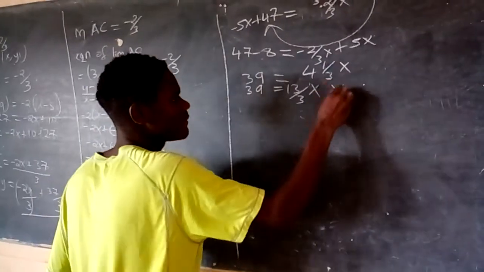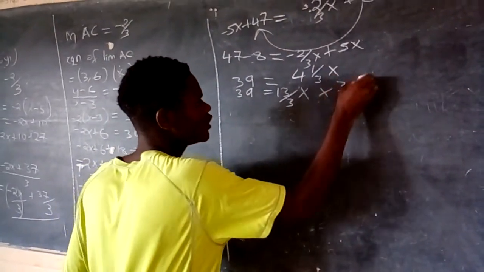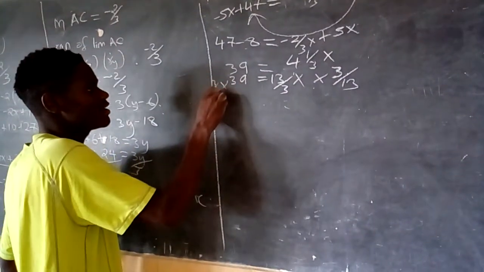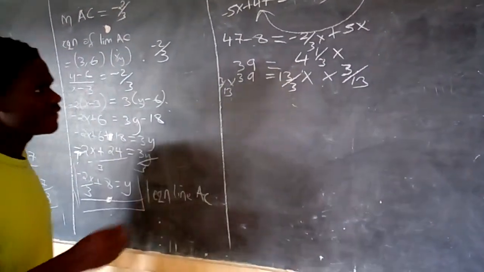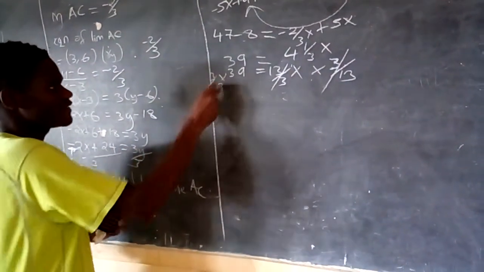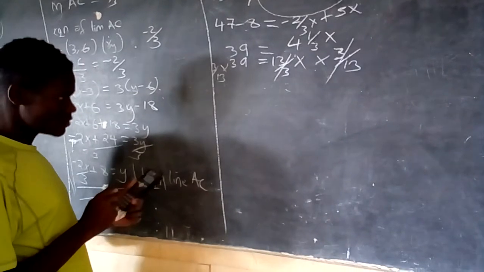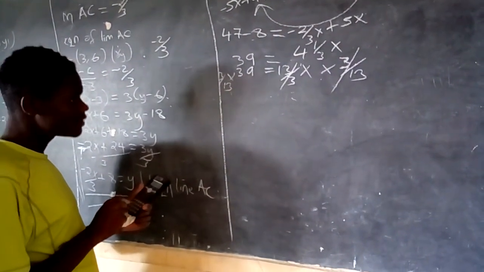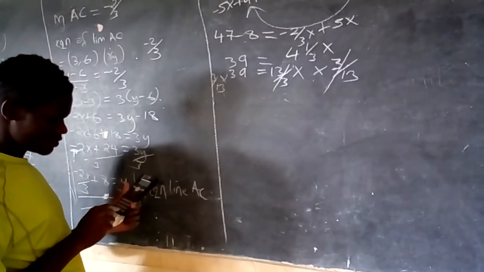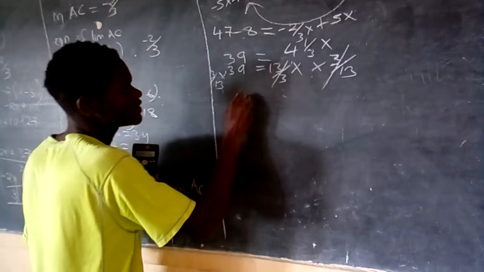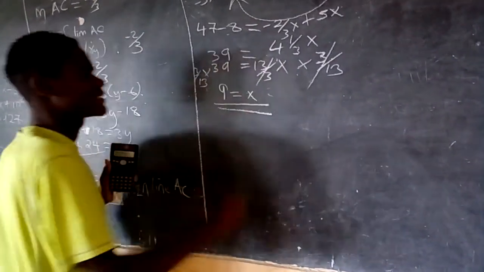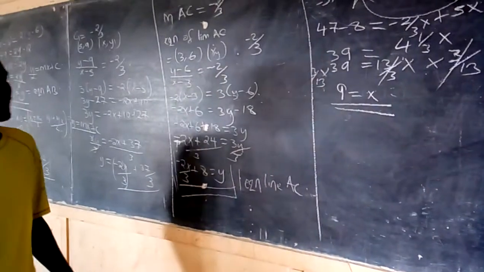What do I do? I multiply by the reciprocal, which is 3 over 13. Multiplying 39 by 3 over 13, I find this is 9. Now I find 9 is equal to x. Now the value of x there is 9. Now we want to find the value of y.